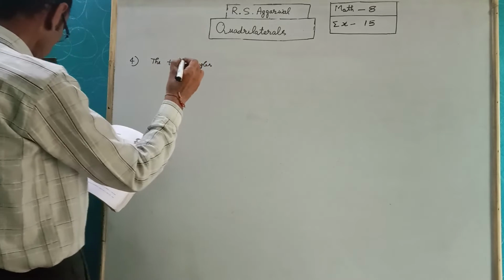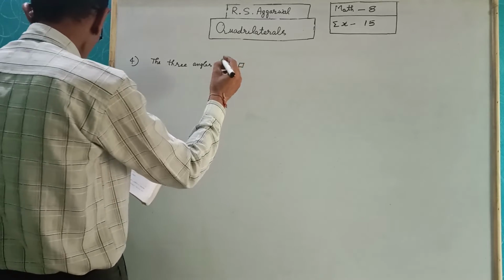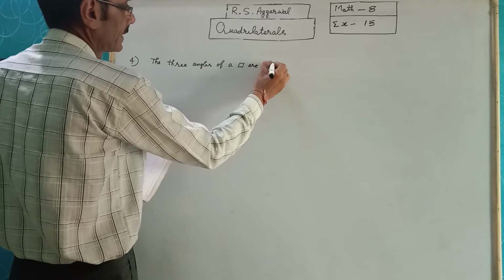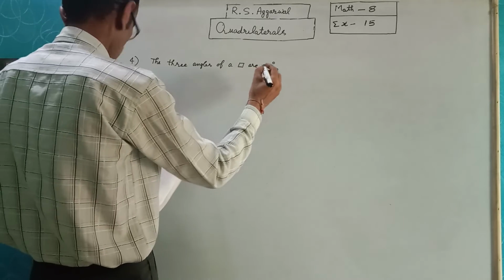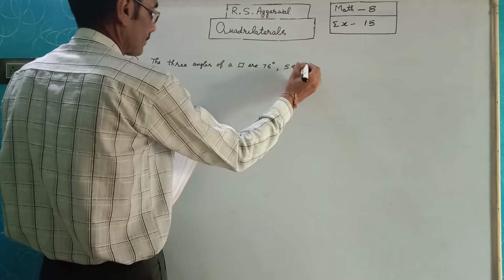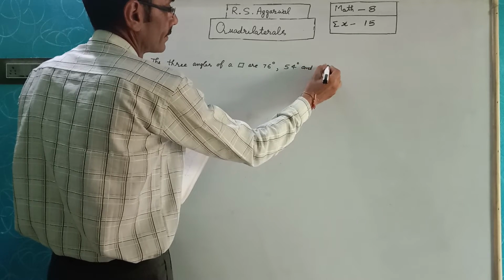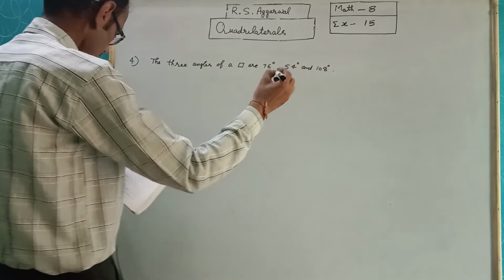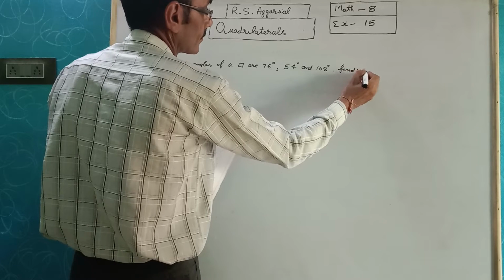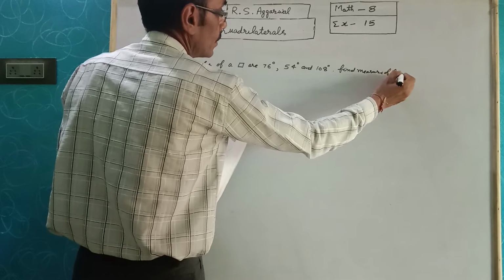Three angles of a quadrilateral are 76 degree, 54 degree, and 108 degree. Find the measure of the fourth angle.